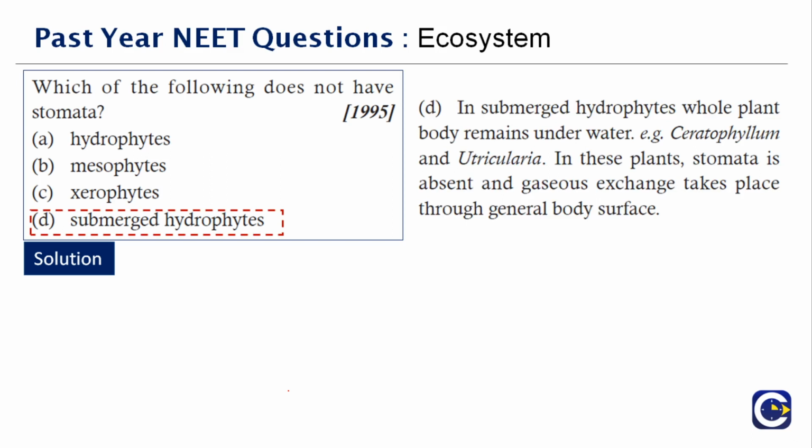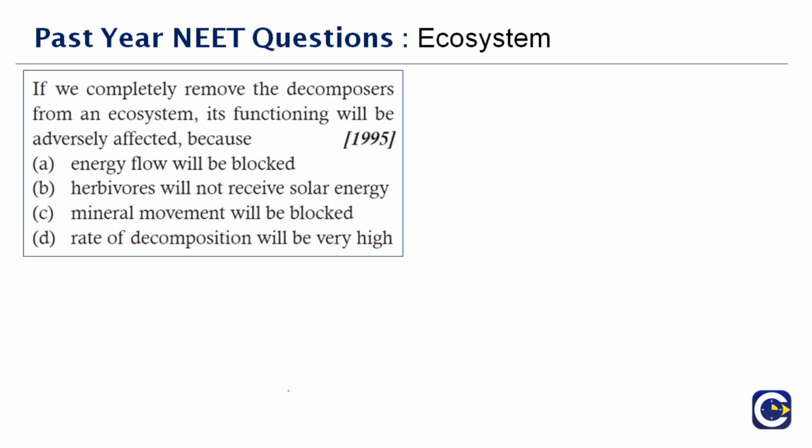Okay, next question here. If we completely remove the decomposers from an ecosystem, its function will be adversely affected, because imagine there are no decomposers in the world. What will happen to the waste that we liberate from factories, from houses, from organizations? What will happen? Everything is going to remain as such, and the whole world will one day become nothing but a waste. Now, decomposers are required when we say it as a general process, and it's a very important process also.